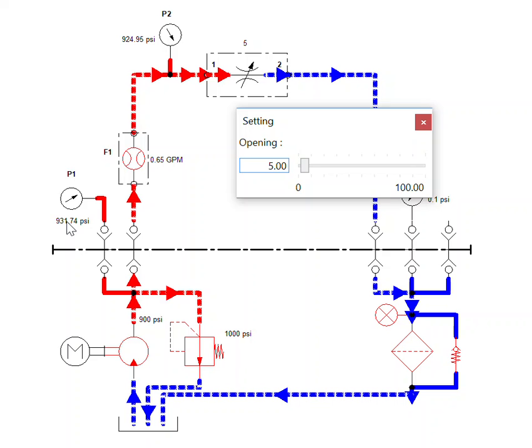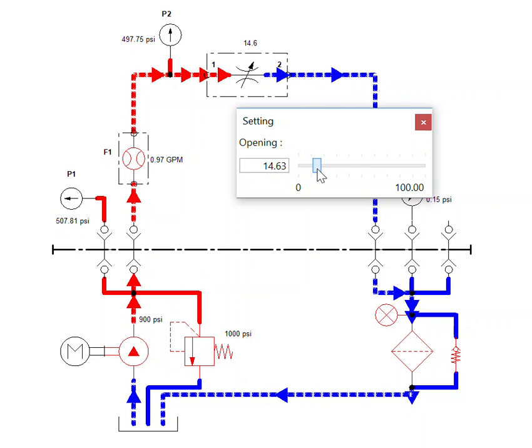I've got about 930 psi. Some of the flow, 0.65 GPM, is going through the flow meter and through the needle valve and back to tank, but some of it is forcing its way through this relief valve. If I back this off again, the pressure drops. The valve completely closes and all the flow essentially goes through the needle valve.